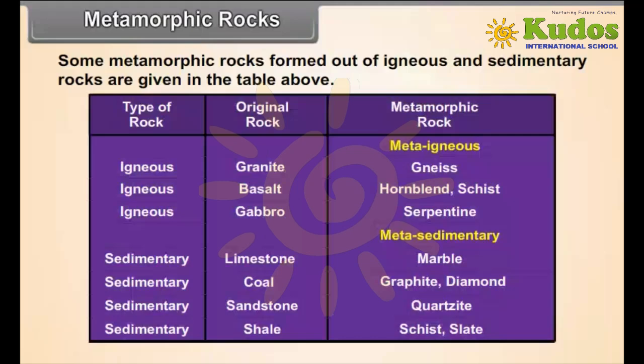Type of rock sedimentary, original rock limestone, metamorphic rock metasedimentary marble. Type of rock sedimentary, original rock coal, metamorphic rock graphite diamond. Type of rock sedimentary, original rock sandstone, metamorphic rock quartzite. Type of rock sedimentary, original rock shale, metamorphic rock schist slate.